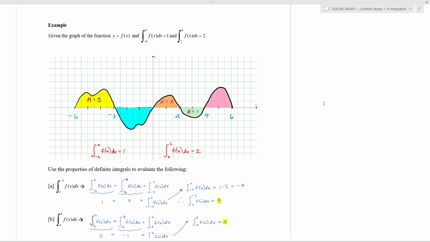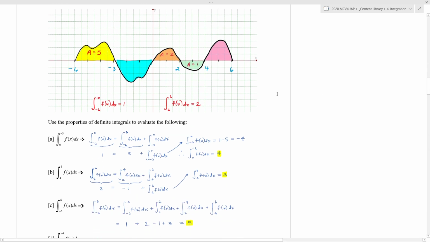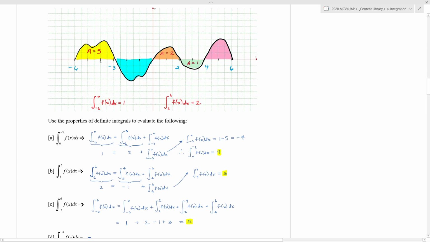So you're given that information, and you're also told that the integral from -6 to 0 of that function is 1, and the integral from 2 to 6 of that function is 2. So everything you're given is here now on that piece of graph. And you're asked to use properties of definite integrals to evaluate the following. The first one is asking you to evaluate the integral from 0 to -3 of f of x dx.